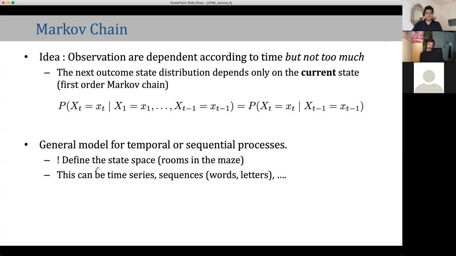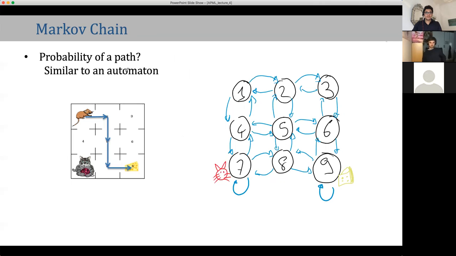You see there is a slight difference. There is the space of all the possible states. We call that the state space. It's discrete. And then we look at discrete times, a succession of times. That can be, of course, time series, the location of a mouse, but that's also really commonly used for sequences of words or sequences of letters.